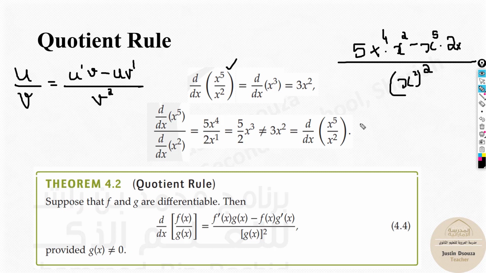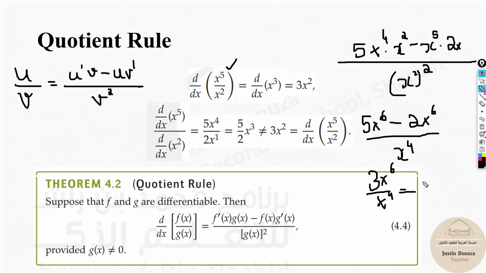Now over here we will simplify 5x power 6 minus 2x power 6 divided by x power 4. Now what is the answer here? It is 5 minus 2, it's 3. X power 6 divided by x power 4. Now 6 minus 4 is 2, so it is 3x squared. So this is the final answer. You can see this is the first one, correct answer.